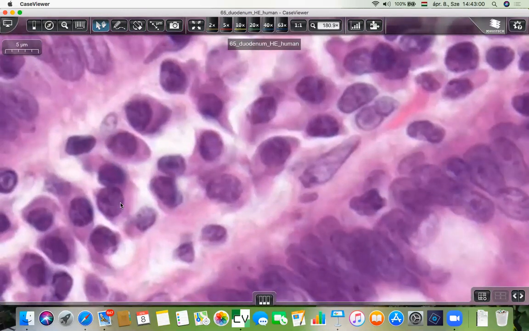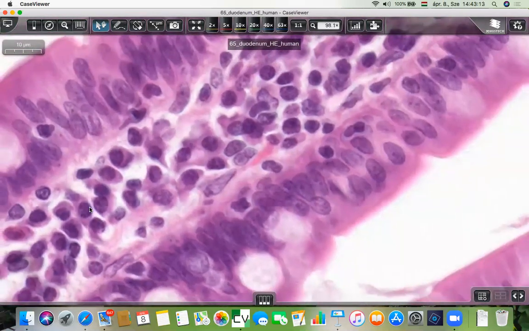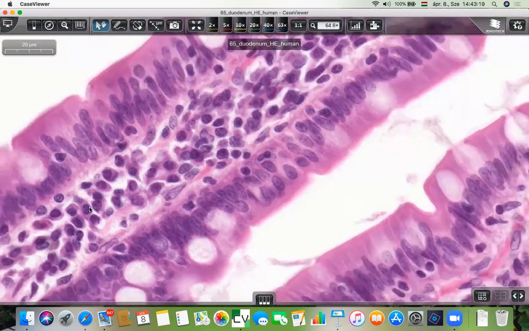Look at that, beautiful. The huge clumps of the chromatin at the periphery. So that is a typical clock face or cartwheel-like manner of the chromatin. So these are plasma cells. So lamina propria is cellular, rich, loose connective tissue with numerous cellular, mainly lymphoid elements.